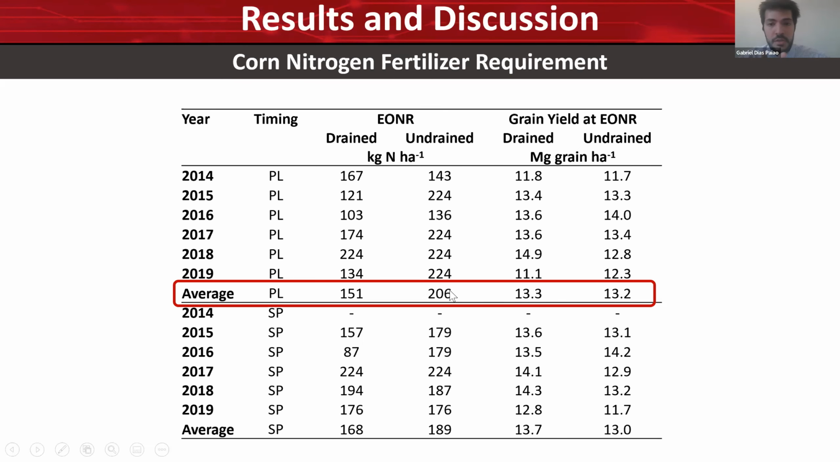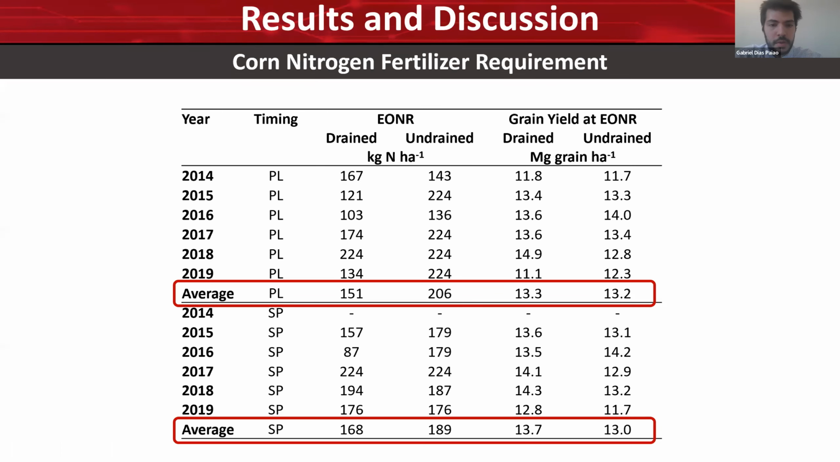And if we were to just apply as much nitrogen as needed, those fields would also produce similar grain yields. However, this is not a very efficient way to produce and results in greater environmental losses.